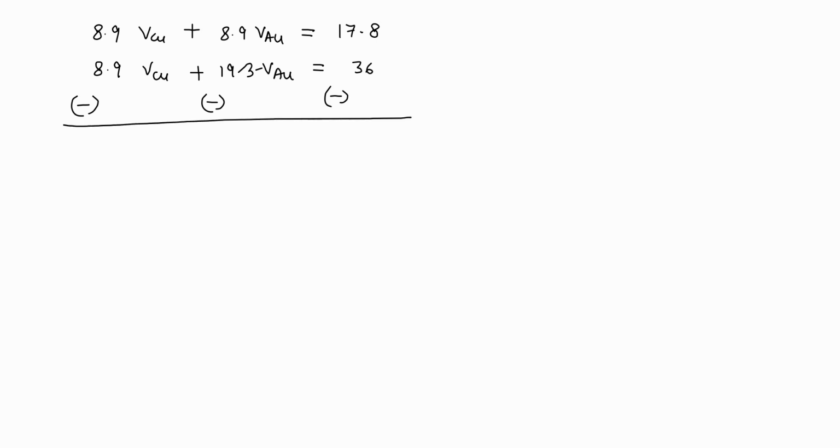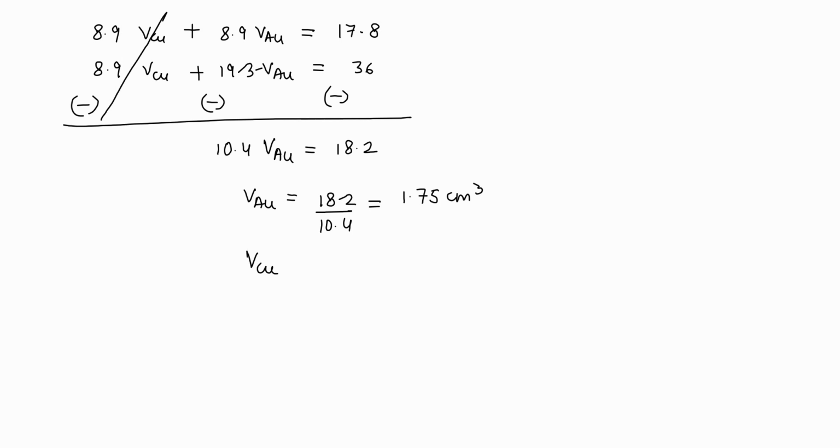on subtracting the two equations we obtain 10.4 times the volume of gold is equal to 18.2. The negative sign is removed from both sides, and hence I can write that the volume of gold is equal to 18.2 divided by 10.4, so it is equal to 1.75 centimeter cube. And hence the volume of copper can be calculated, since both of them combined is equal to 2. So we are left with 0.25 centimeter cube.